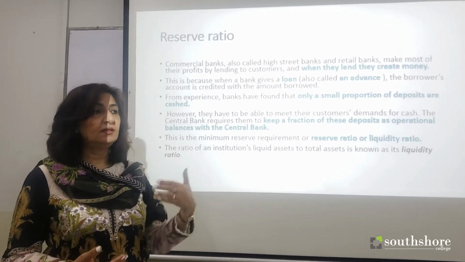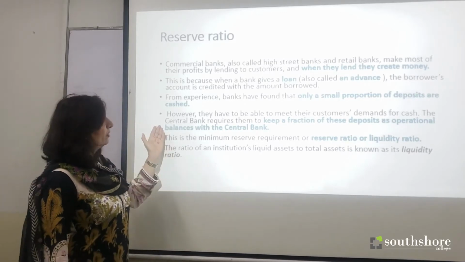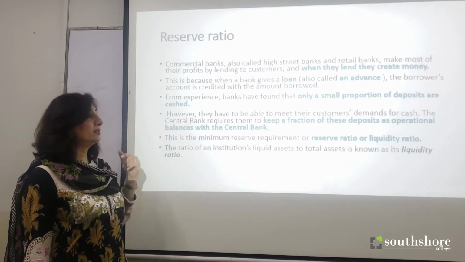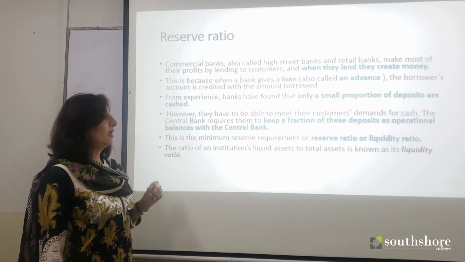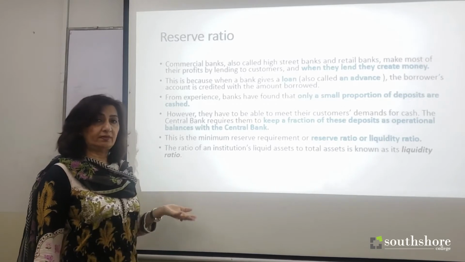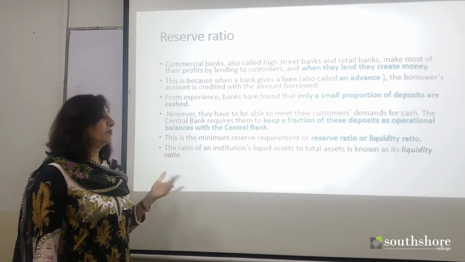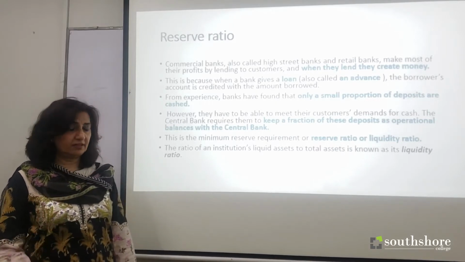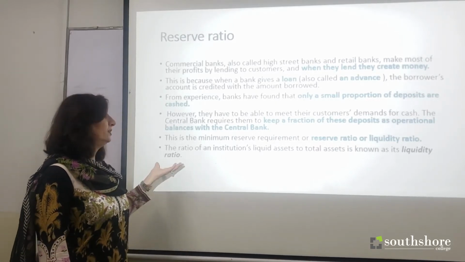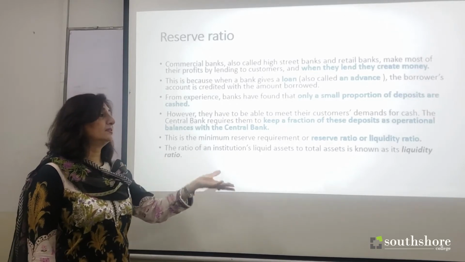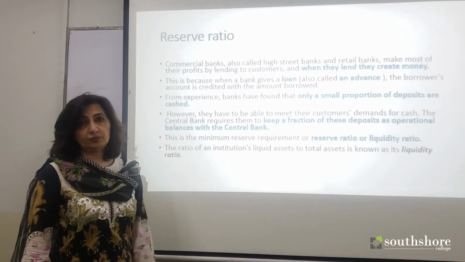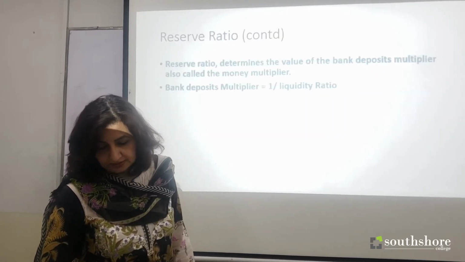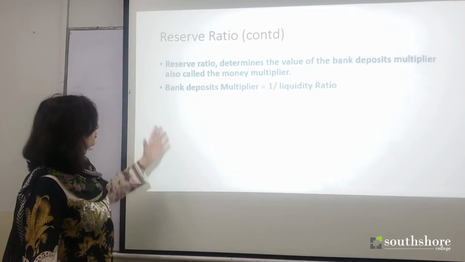What do they do with this? They lend it out. However, they have to be able to meet their customers' demand for cash. The central bank requires them to keep a fraction of these deposits as operational balances with the central bank. And this is the minimum reserve requirement, or reserve ratio, or liquidity ratio. You can give it any one of these names. The ratio of an institution's liquid assets to total assets is known as its liquidity ratio. We'll just do the liquidity ratio in a numerical form so you can understand.